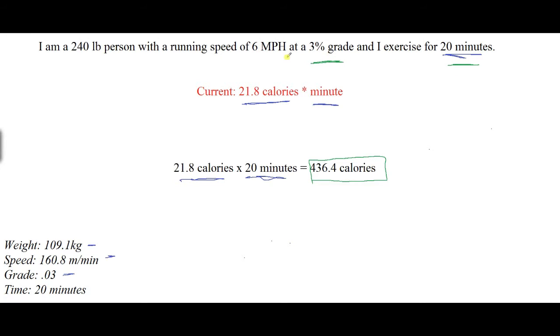exercise at a 3% grade, moving at 6 miles per hour, which we converted to 160.8 meters per minute for a 240-pound person. And that is that. That is all you need to know. Hopefully you can trace back your steps if you made some sort of mistake. Keep in mind that I did round on a few of these, so it might be off by 1 or 2 numbers, but nothing too extreme.